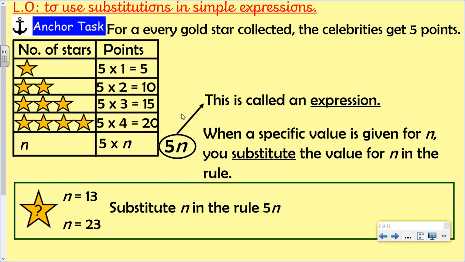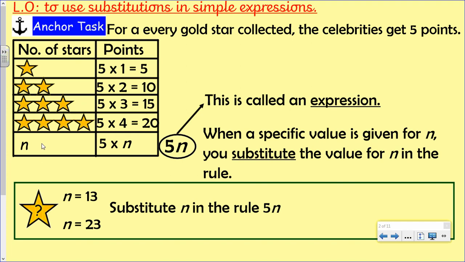So I have filled in the table for you over here. So 1 star is 5 points. If you've just written the 5 in, that's fine. Don't worry about the 5 times 1. 2 stars is 2 lots of 5. That's 10 points. 3 stars is 5 times 3. Each one is worth 5 points. So that's 15. And then 4 stars is 5 times 4. So we've got 20 points then.